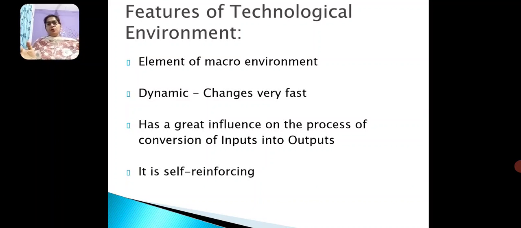Then the next feature is that it is self-reinforcing. That means it keeps changing. Suppose a new technology has come and people find some improvement needed, then a new version comes. Just for example, your mobile phones, your laptops or even your TVs. Some version comes, then they find that some change is needed, something to be added or taken out, so they add more features and come up with a new version. So it is self-reinforcing: day after day, new technology or new things come into the picture. These are some of the features of the technological environment.